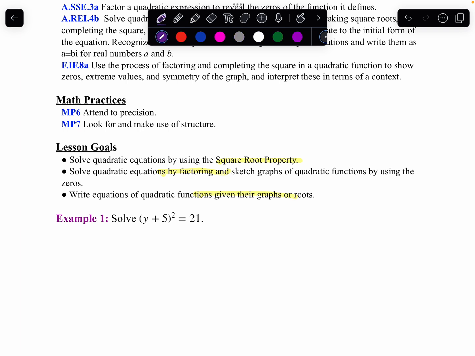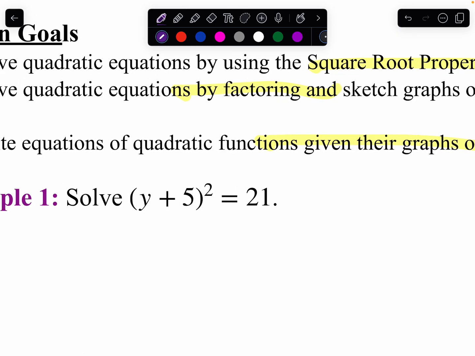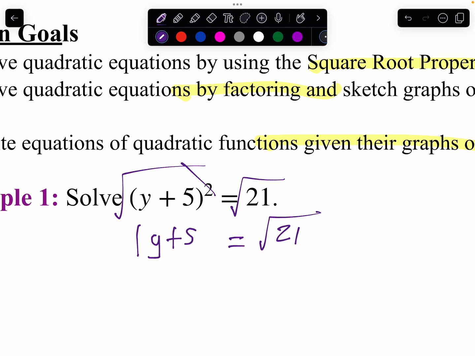First thing, square root property. See how it's a perfect square? Well, the inverse operation of squaring is square root. When I take the square root of 21, that's an irrational number. I'm just going to leave it as the square root of 21. When you take the square root of a squared, they cancel out, but it's got to be positive. So really, it's the absolute value of y plus 5.